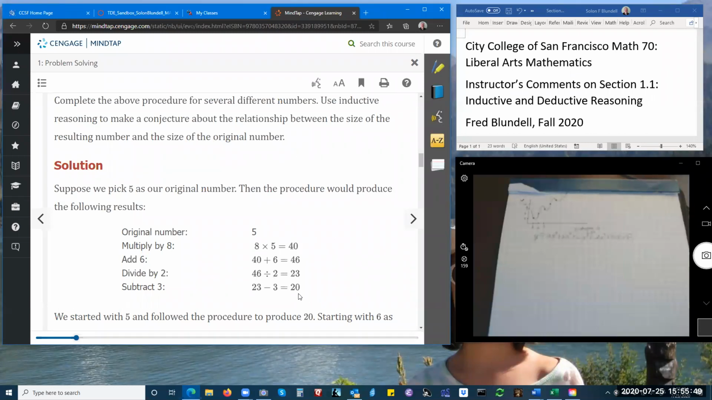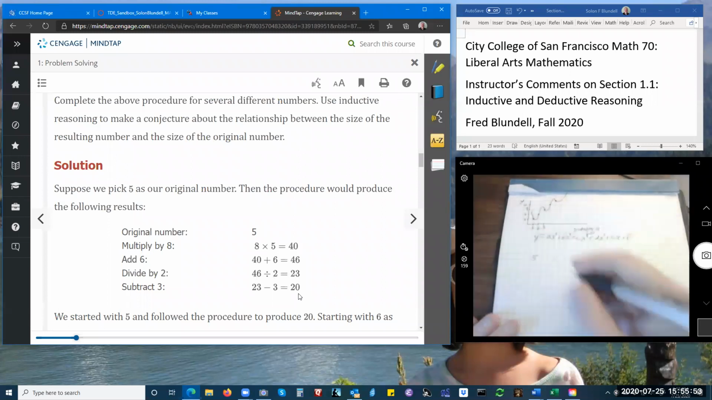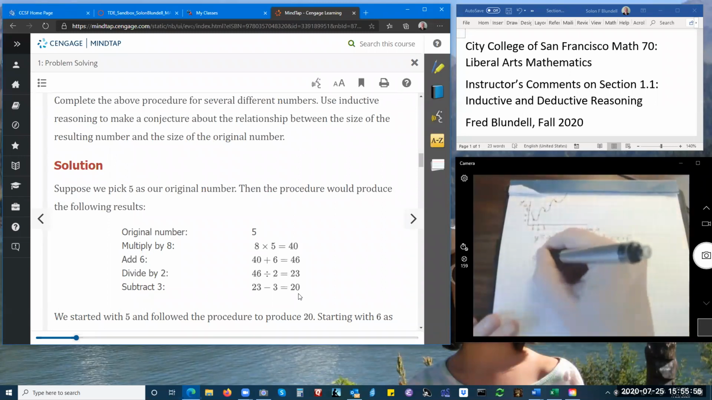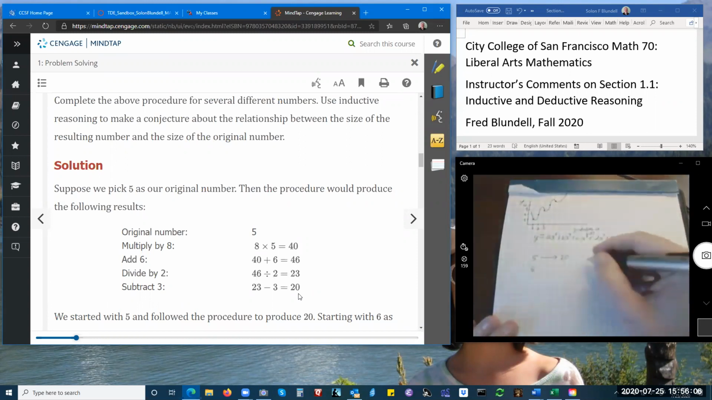Okay, so they started with a 5, and they did the procedure, and it gave them 20. Okay, so now what if they started with 6?